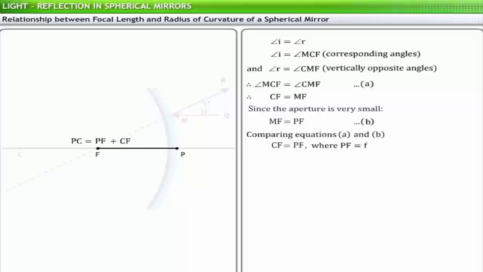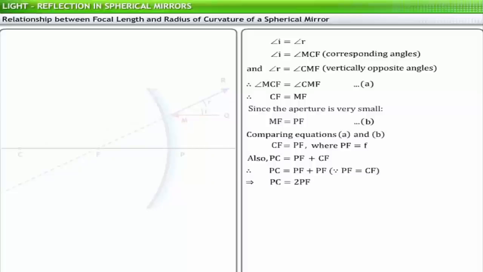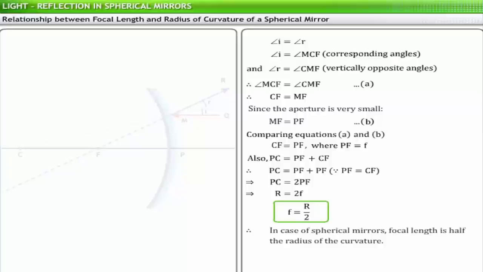Also, PC is equal to PF plus CF. Or, PC is equal to 2PF, since CF is equal to PF. Therefore, R, the radius of curvature of the spherical mirror, is equal to 2PF. But PF is nothing but the focal length of the mirror. Therefore, R is equal to 2F, or F is equal to R divided by 2. Hence, in case of spherical mirrors, the focal length is half the radius of curvature.